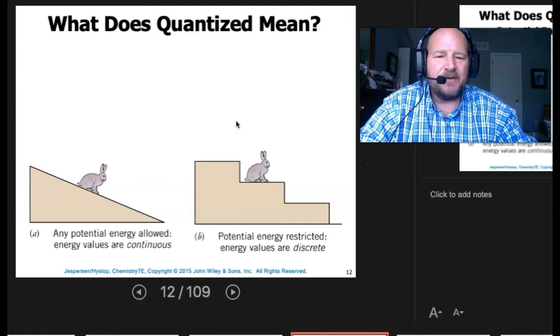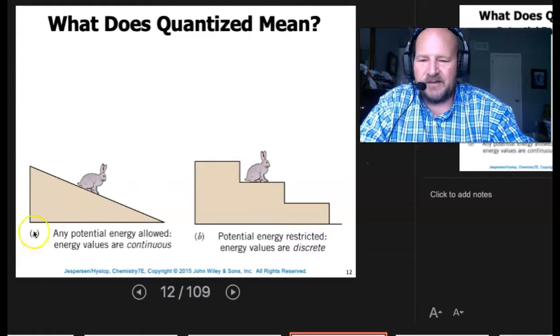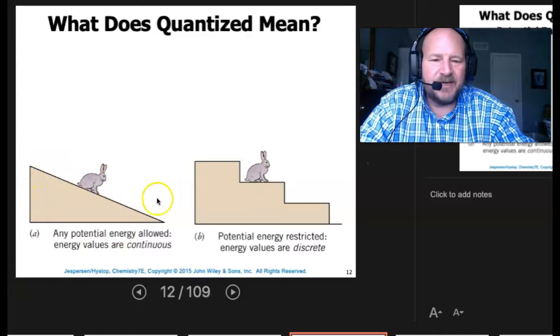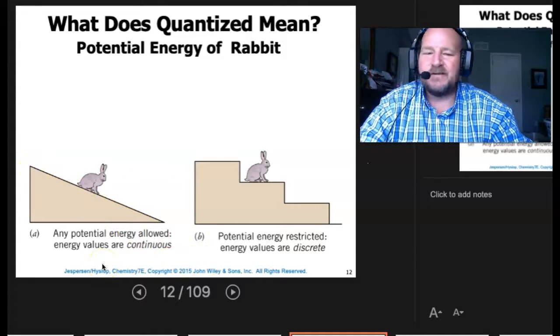Well, if we think about regular good old-fashioned classical mechanics, our bunny here sees a slope, right? And so it's just going to roll on down. So we have the potential energy of the rabbit.